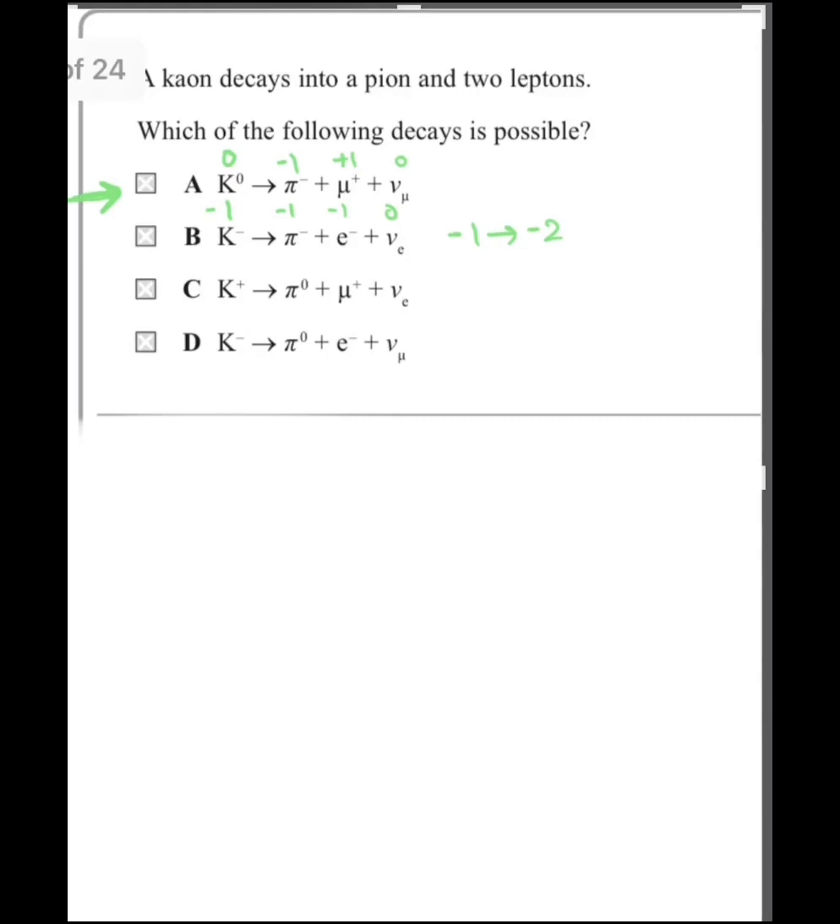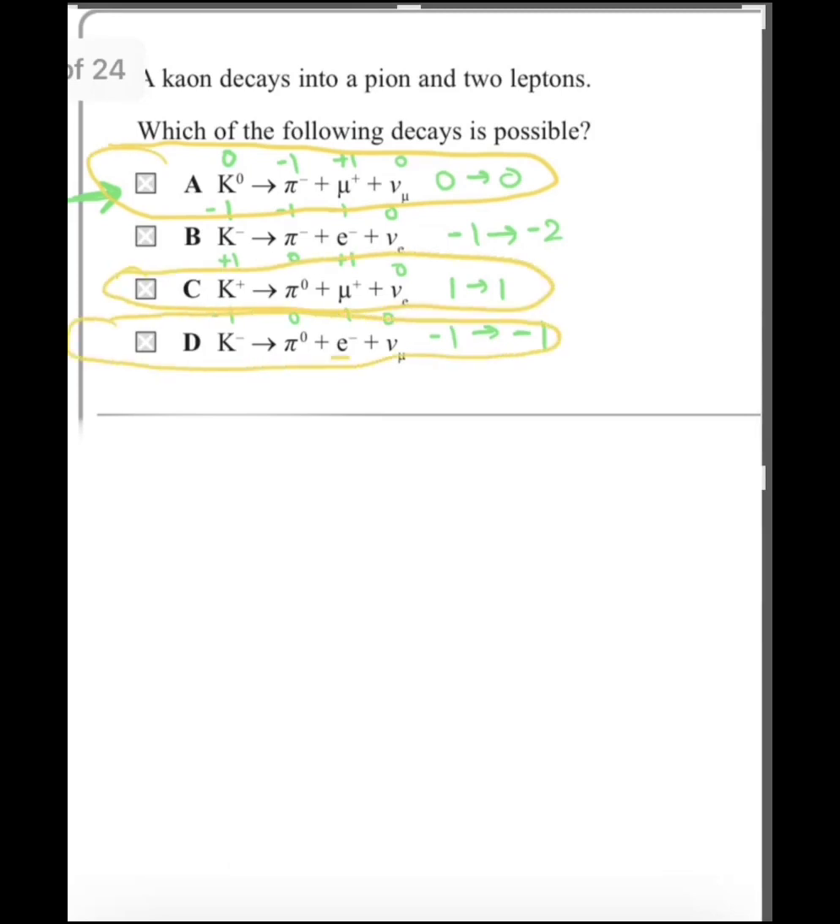For C, on the left side we have kaon +1, and on the right side pion is 0, muon is +1 and electron neutrino is 0. So here the charge is conserved. Also in A the charge is conserved. For D, this is -1, this is 0, -1, 0. So here the charge is also conserved. So the answer is either A, C or D.